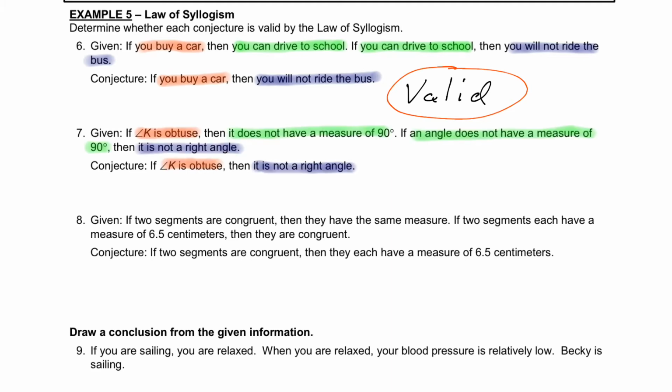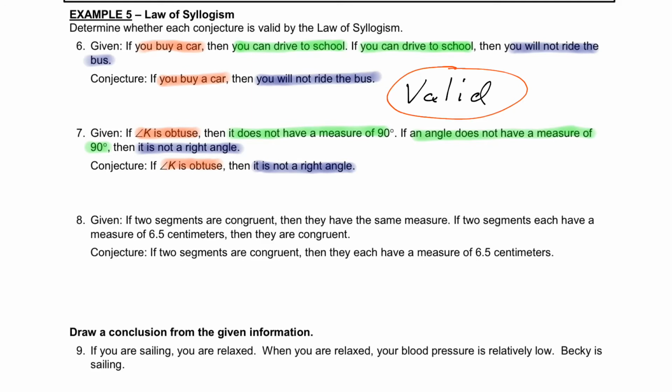Number 7, after I highlight it, it does fit the correct structure. If I read the first statement, it's if red, then green. The second statement is if green, then blue. And then the conjecture, the third statement, is if red, then blue. So again, that is the correct structure. So this one is also valid by the law of syllogism.